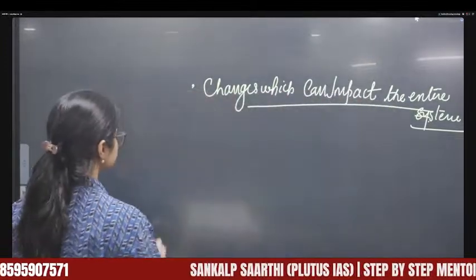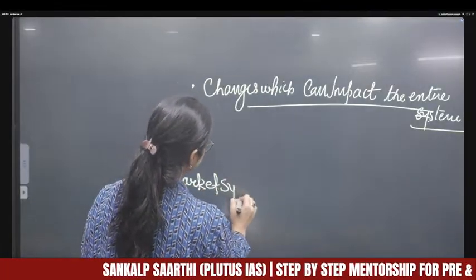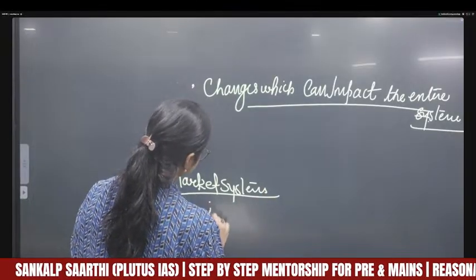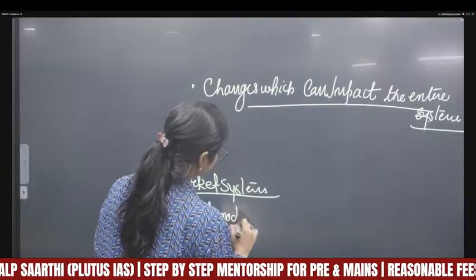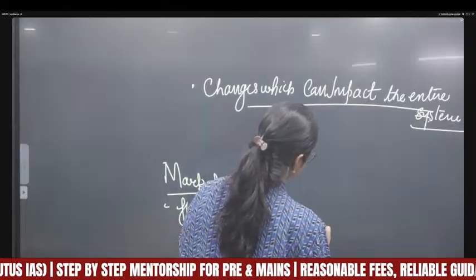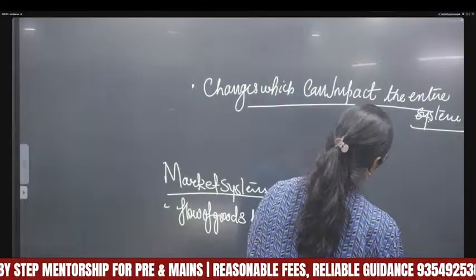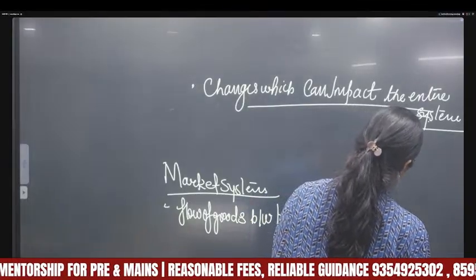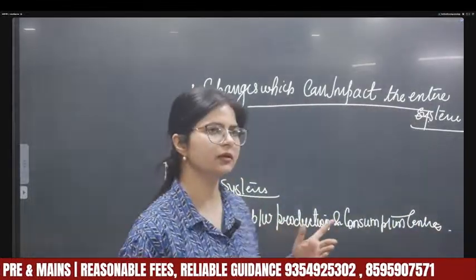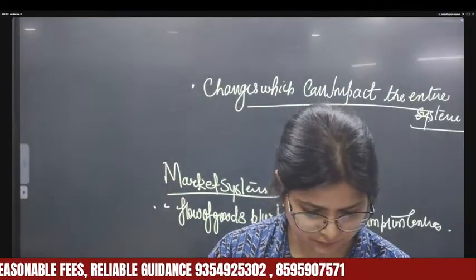Market systems: flow of goods between production and consumption centers. This is for market systems. What did we do earlier? Urban system, then transport system, then migration system.